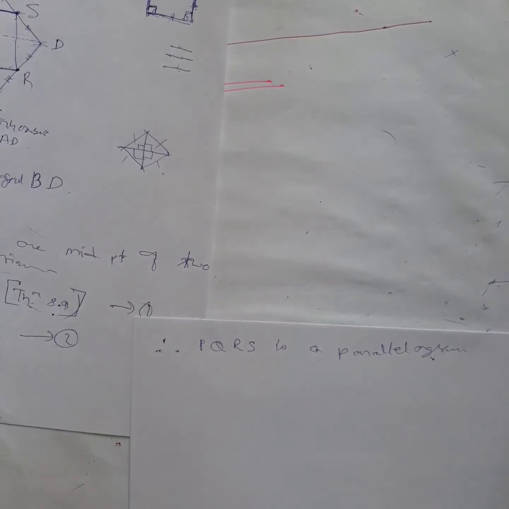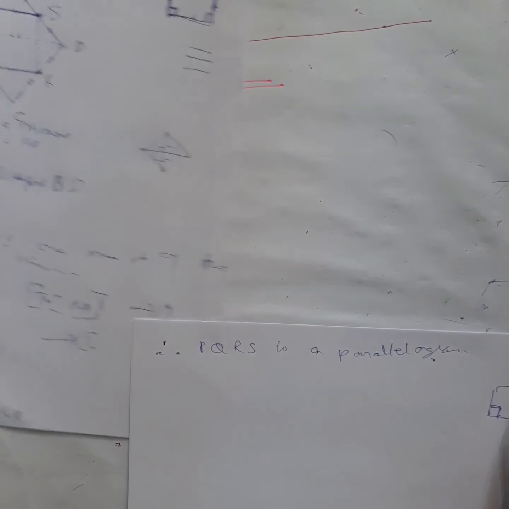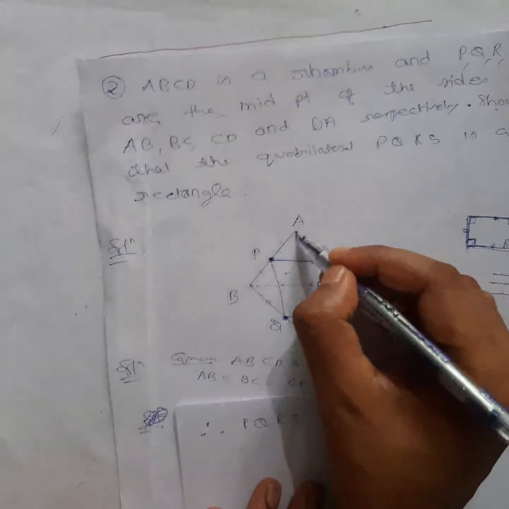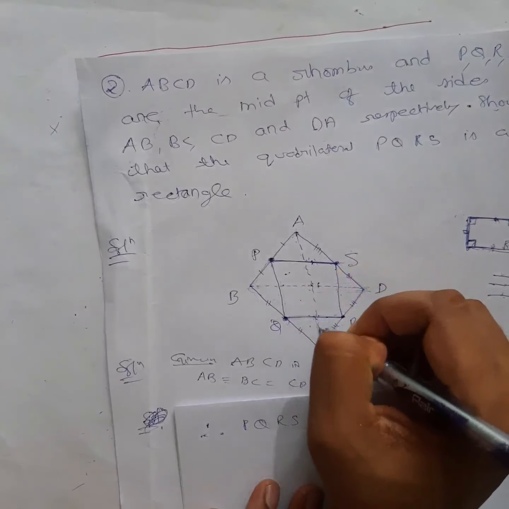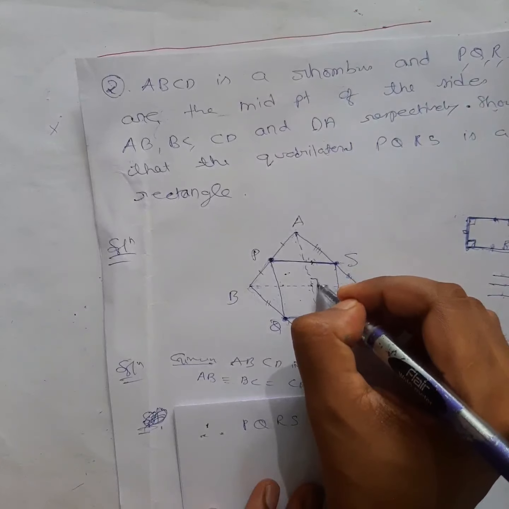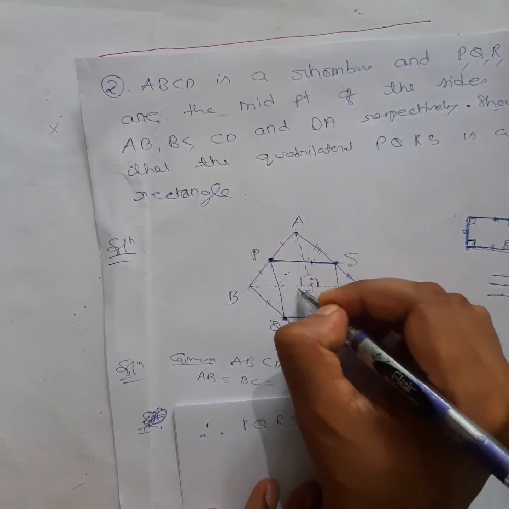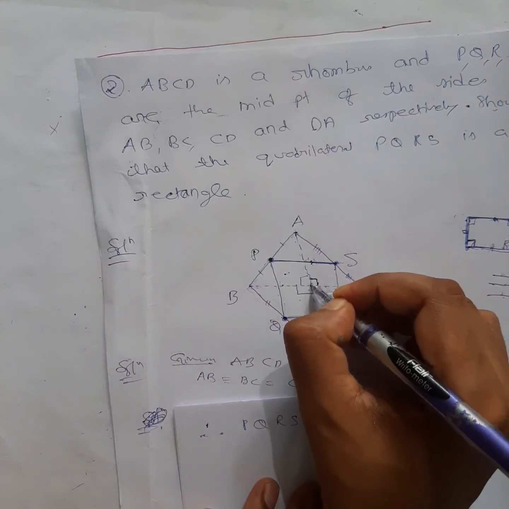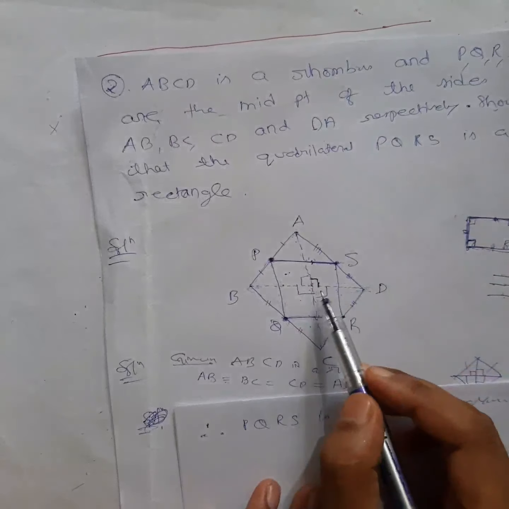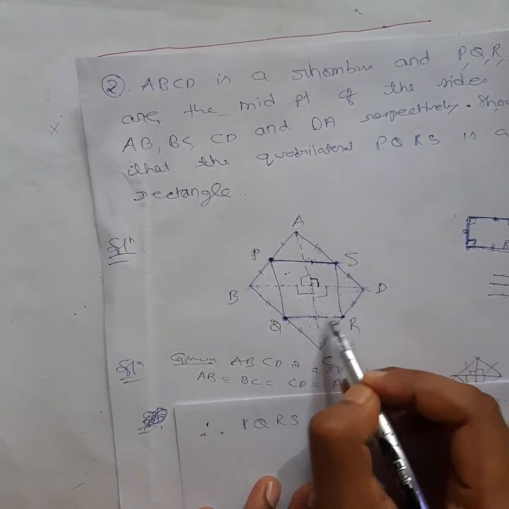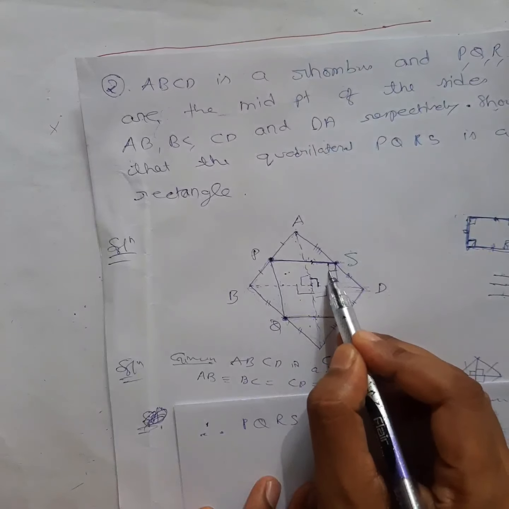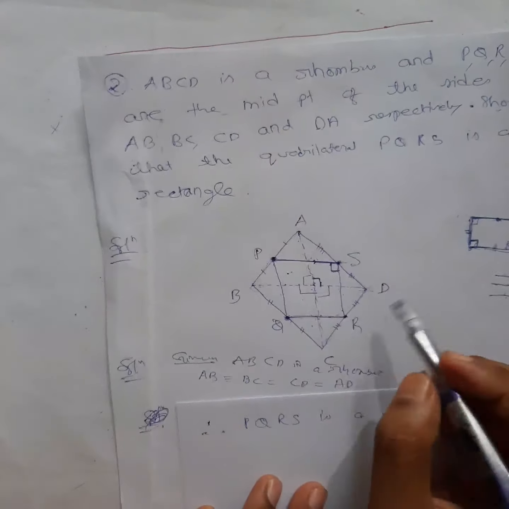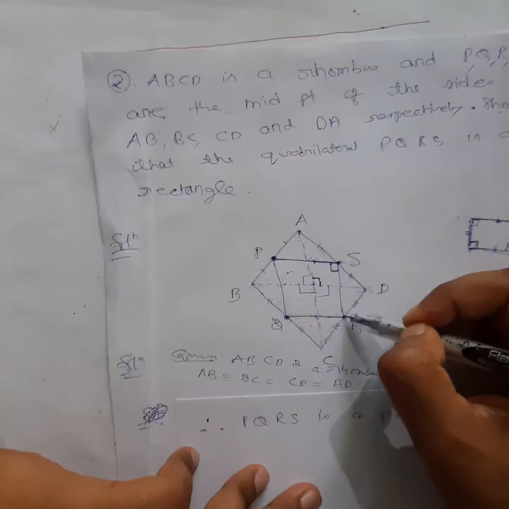To show a rectangle, the only part left is to show the angle is 90 degrees. Now how will you show the angle is 90 degrees? If you see carefully, let me draw this diagonal also. We know that the diagonals of a rhombus always bisect each other at 90 degrees. So these angles are 90 degrees. I have to show one of these angles, any angle you select. Suppose I want to show this angle is 90 degrees. How will you show it? See carefully.